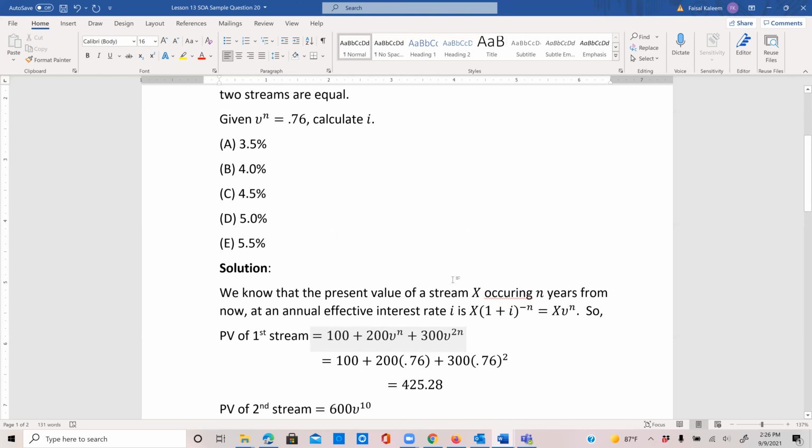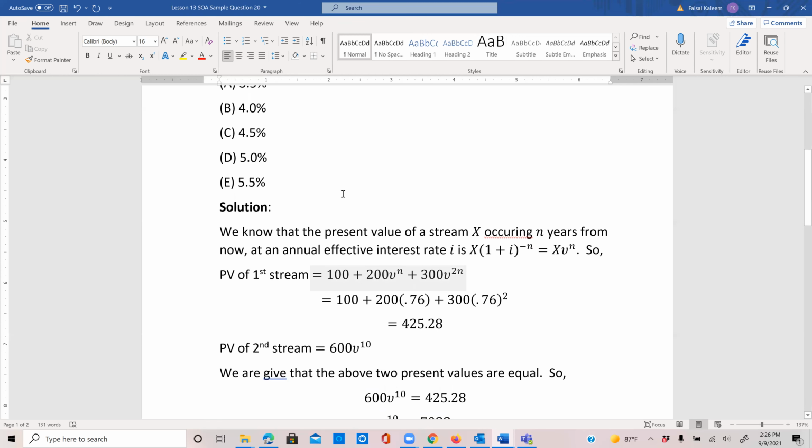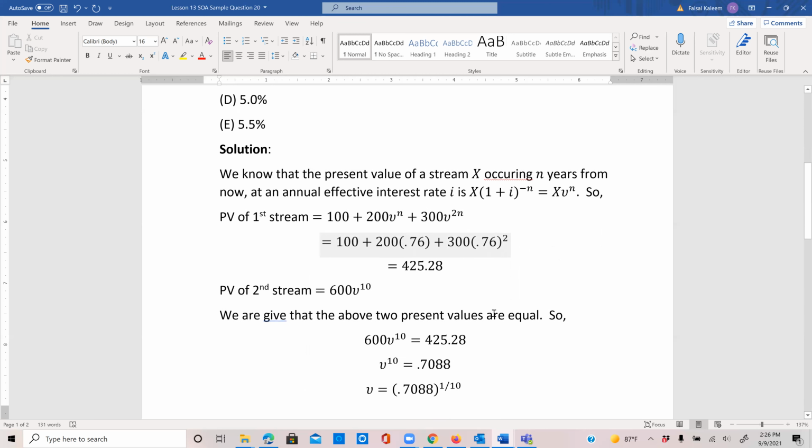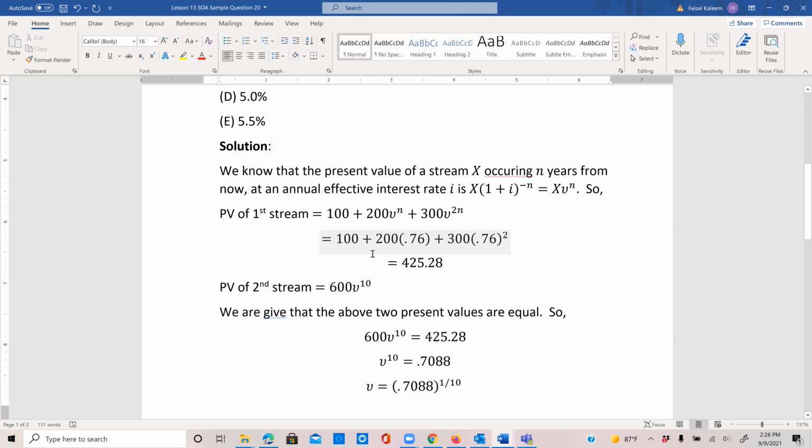But we are given that ν to the n is 0.76. So we substitute the value of this one here, and ν to the 2n would be 0.76 squared. Substituting all this, we get the present value of the first stream to be 425.28.